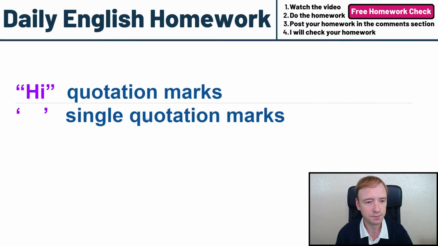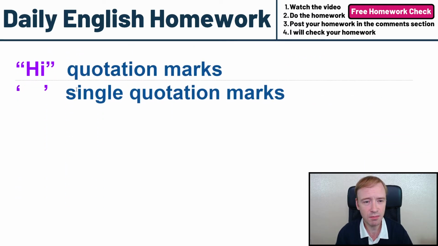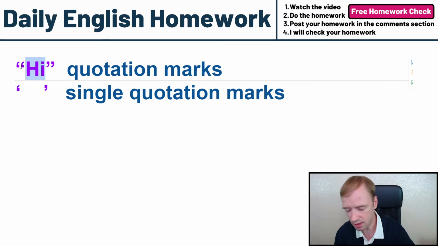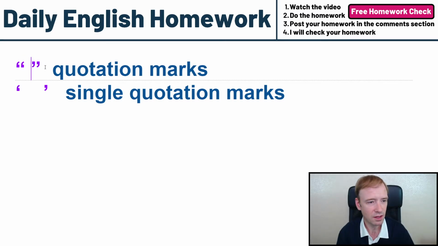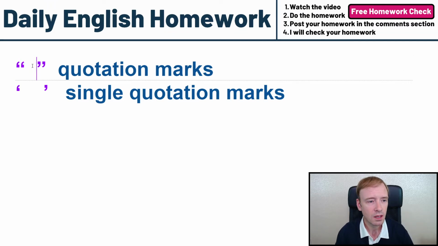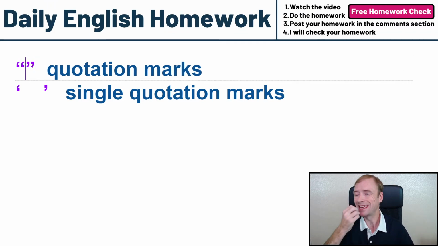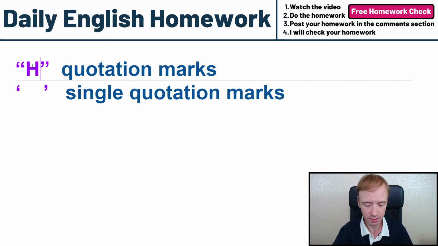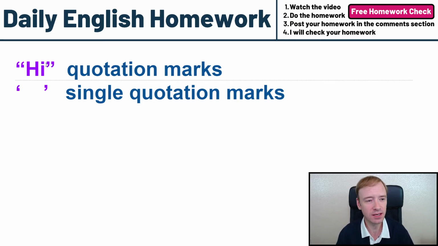All right, so quotation marks. Now, let's take out the word. These are quotation marks, and often we can say double quotation marks, but usually we just say quotation marks. So it's punctuation. And then you put what someone said exactly, the exact words they said. Hi. That's exactly what I said. Hi.